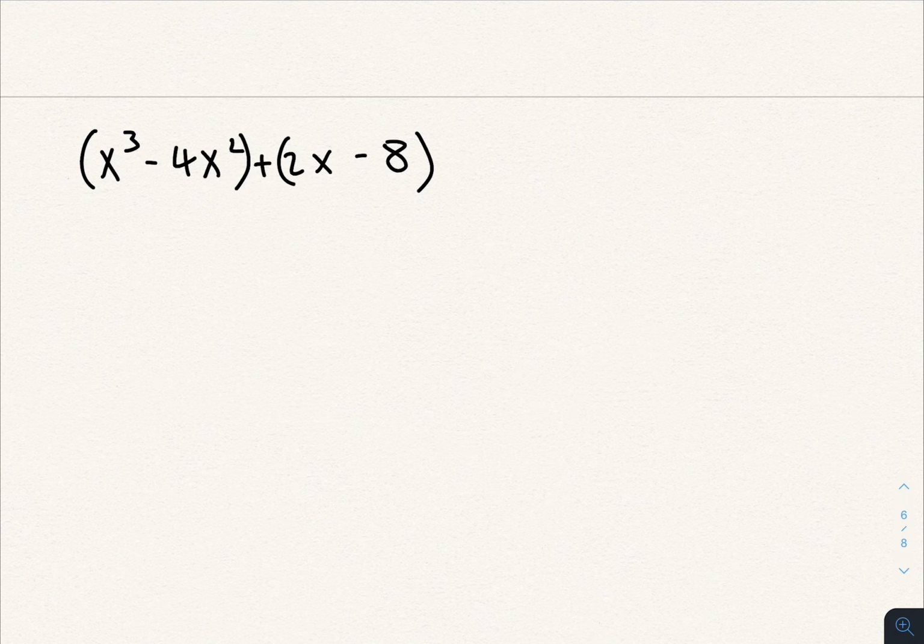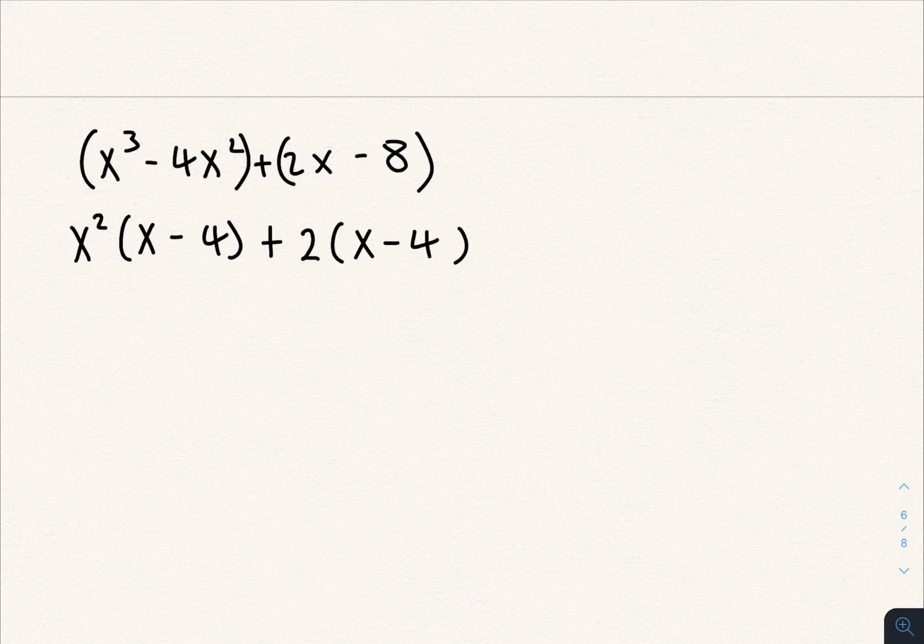If we just look at x cubed minus 4x squared, we can factor out an x squared from each term, which gives us x squared times x minus 4, plus. We can factor out a 2 from both 2x and negative 8, right? When we factor that out, we get 2 times x minus 4. Notice how we have the same term multiplied to each of those now. It's x squared times bracket x minus 4 bracket plus 2 times bracket x minus 4 bracket.